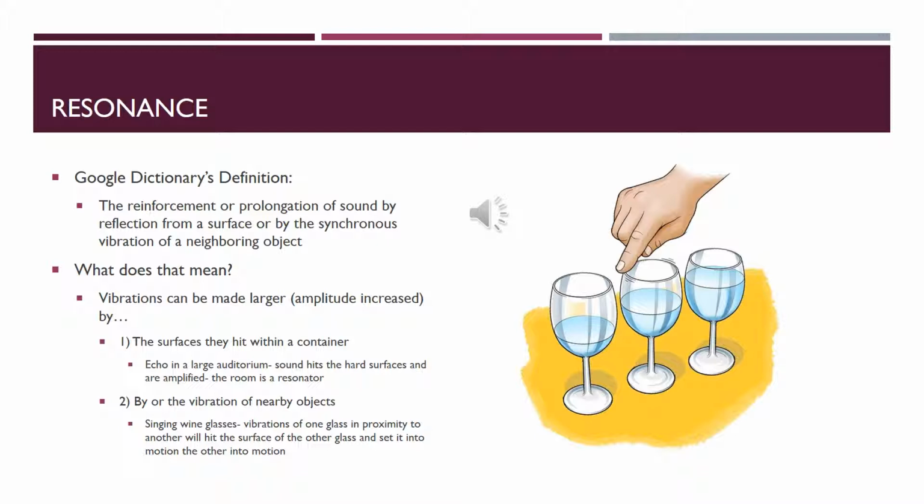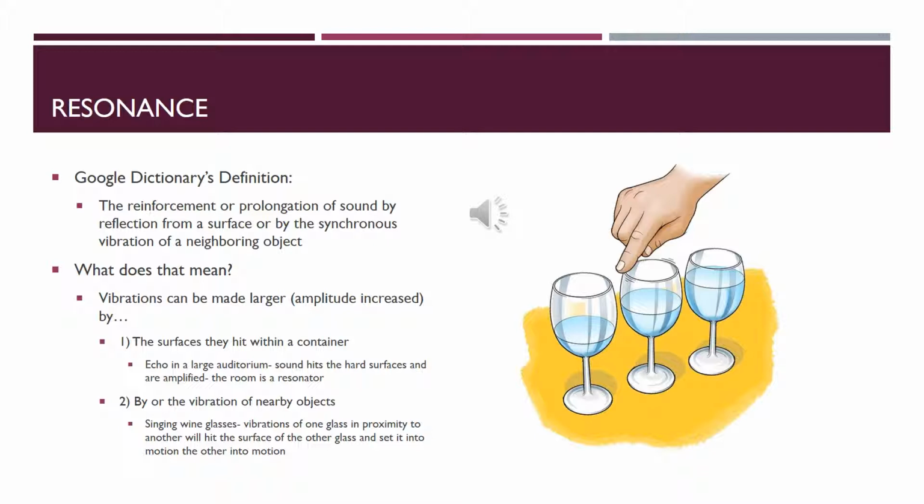This is a definition of resonance that I found on Google Dictionary, and I really liked it. It says that resonance is the reinforcement or prolongation of sound by reflection from a surface or by the synchronous vibration of a neighboring object. So what does that mean exactly? We can break it down to mean that vibrations can be made larger, or their amplitude can be increased, by either the surfaces they hit within a container or by the vibration of a nearby object.